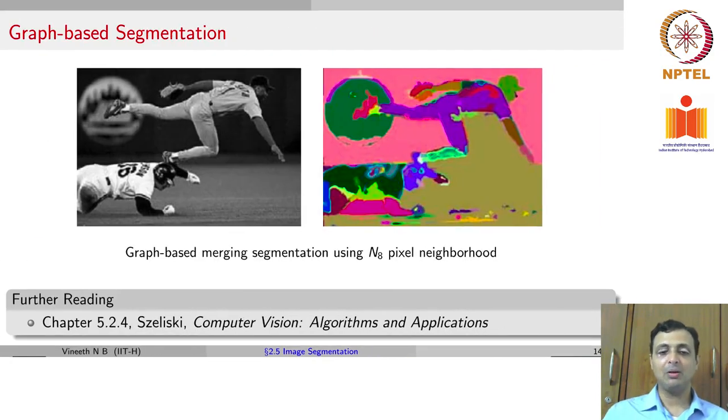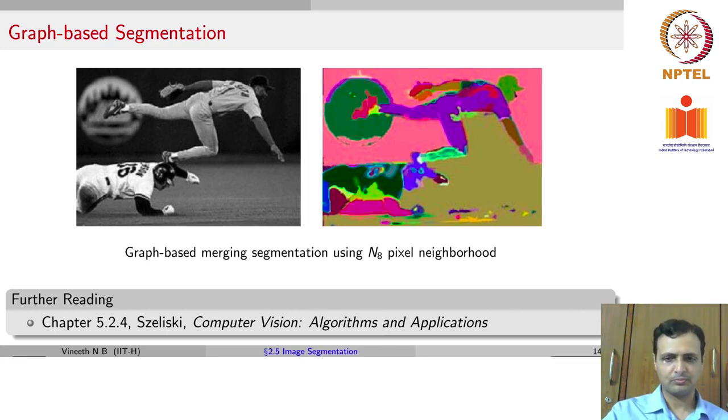Here is an example of how this works using the N8 pixel neighborhood. So you can see that the results are fairly good. The different players get separated reasonably well. Parts of the body get separated reasonably well. If you are more interested, please look at chapter 5.2.4 in Szeliski's book.